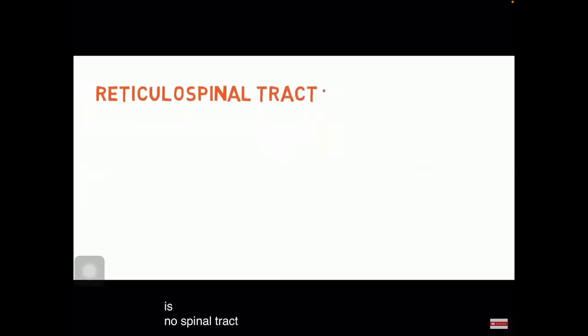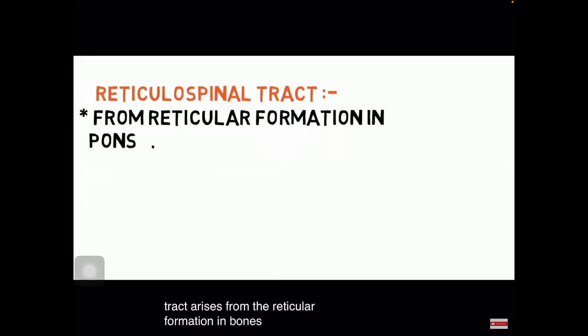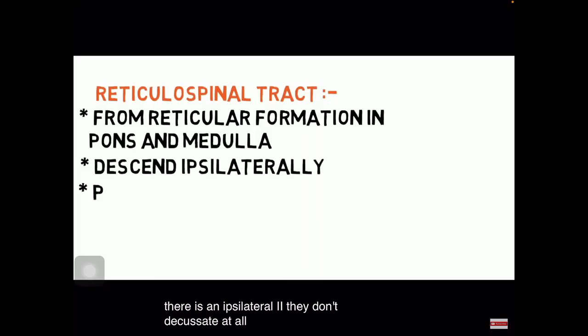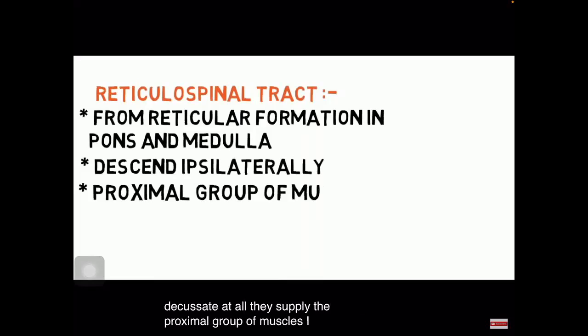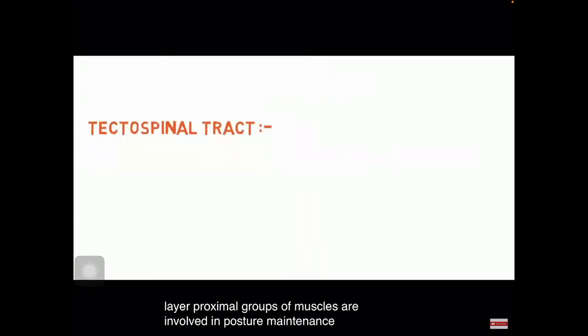The next one is the reticulospinal tract. The reticulospinal tract arises from the reticular formation in the pons and from the medulla. They run ipsilaterally; they don't decussate at all. They supply the proximal group of muscles. As told earlier, proximal groups of muscles are involved in posture maintenance.